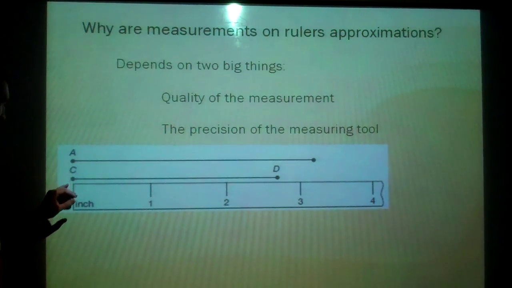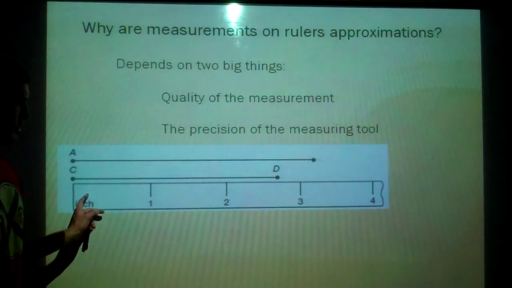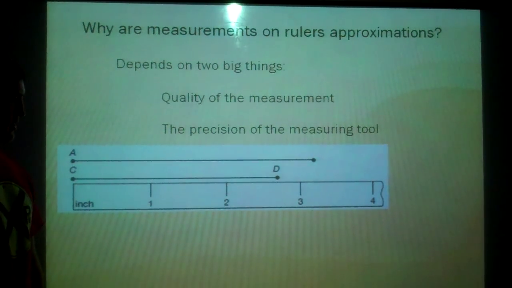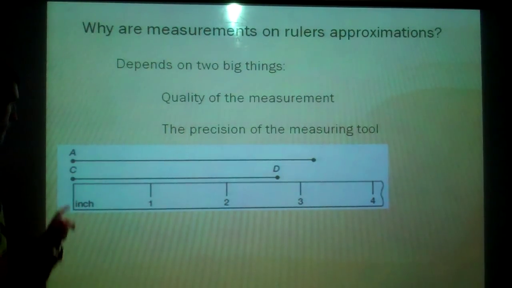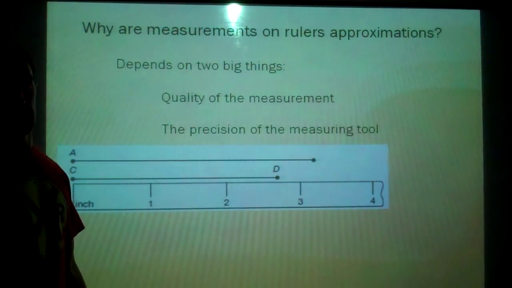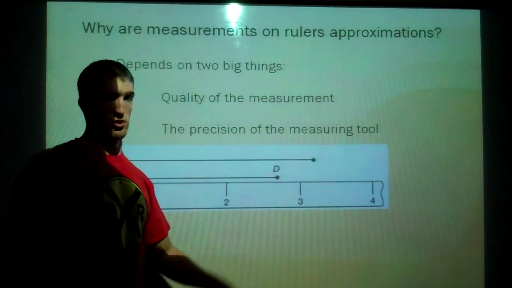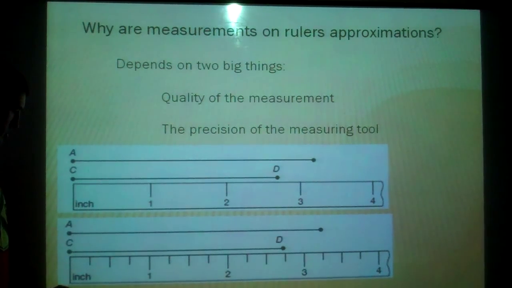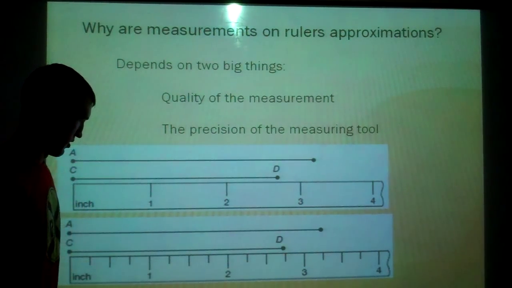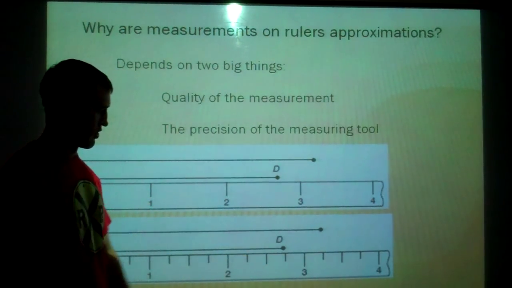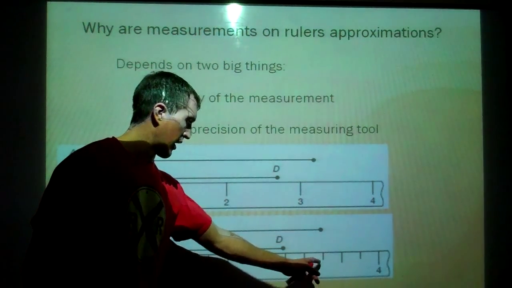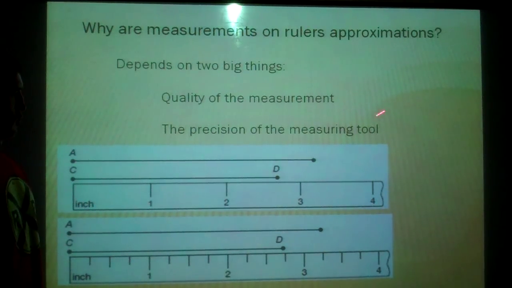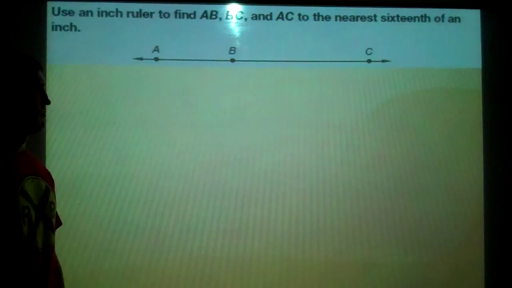If we were to guess how long CD was, we would have to kind of ballpark it. We'd have a harder time measuring what CD is, or estimating, or even this segment. We'd have a hard time estimating exactly what we thought each of those was. But if we get a better measuring tool, like this one, it's split into more segments, it's a lot more clear to see what these are. So this would have been 2 and 3/4 about, this would have been 3 and 1/4 about. So the measuring tool and the quality of the measurement.